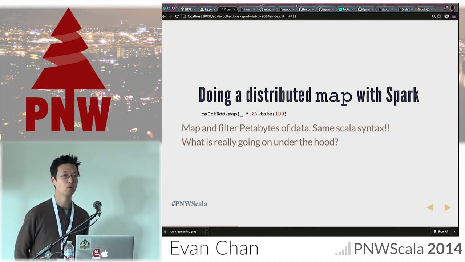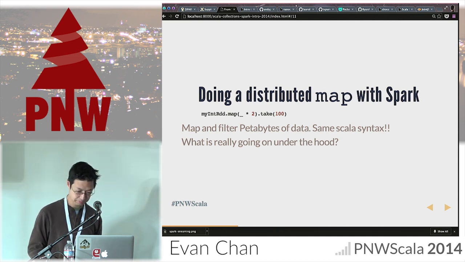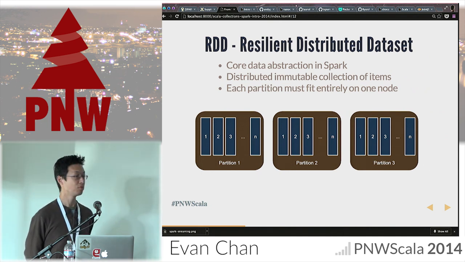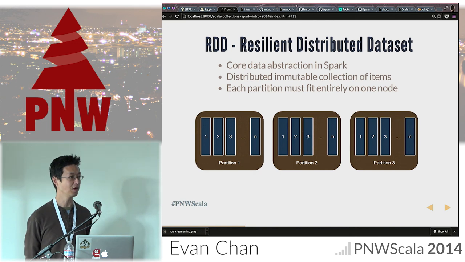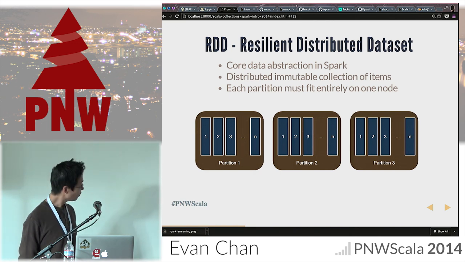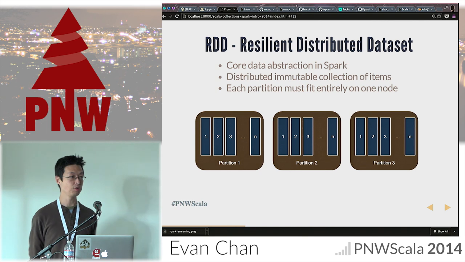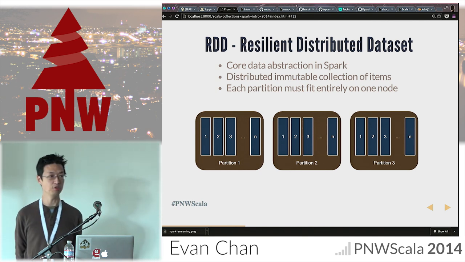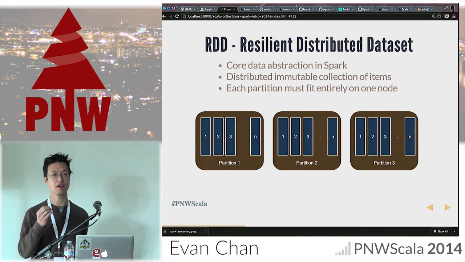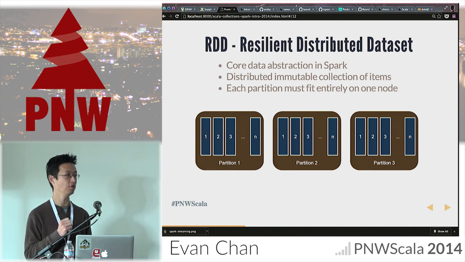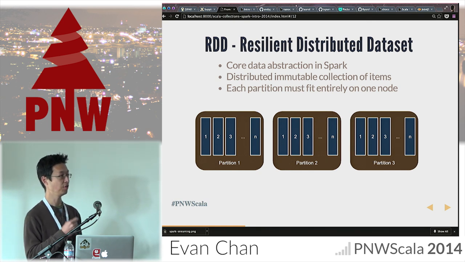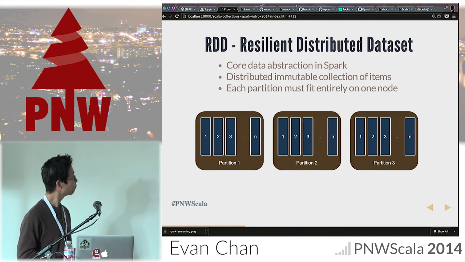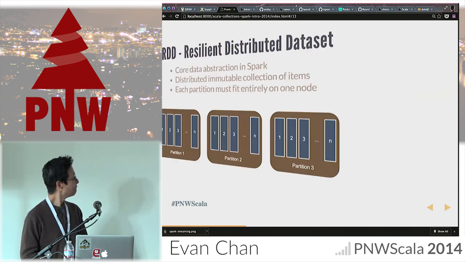So what is really going on under the hood? The basic abstraction in Spark is called an RDD, which stands for resilient distributed dataset. This is basically a distributed immutable collection of items. An RDD is split into partitions, and the rule is that one partition has to fit entirely onto one node. One node can contain multiple partitions, but a partition can never be split amongst nodes.